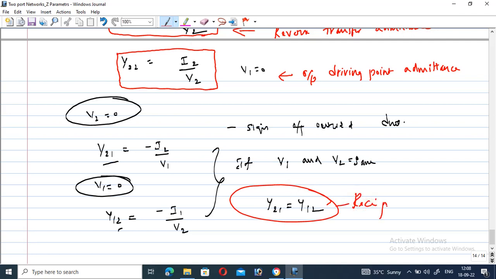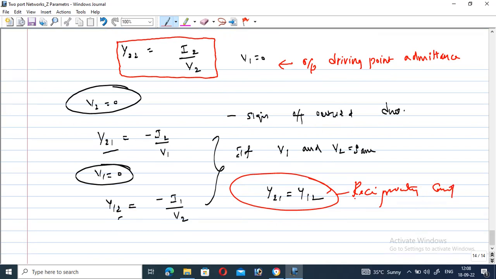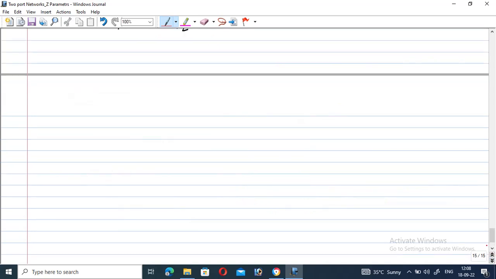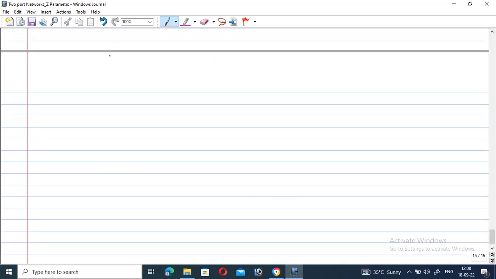This is the reciprocity condition for y parameters. Symmetric condition means that y parameters of a two-port network will be symmetric if input and output ports can be interchanged without changing the voltage or current. If you are changing the input and output ports without changing the voltage and currents, the condition is y11 is equal to y22. This is the condition for symmetry of y parameters, right?